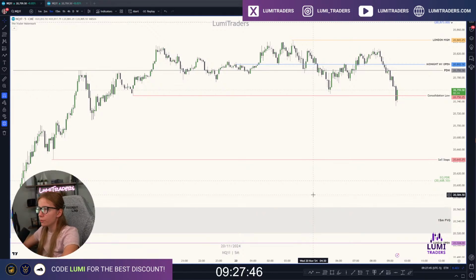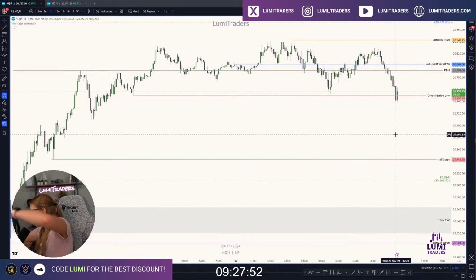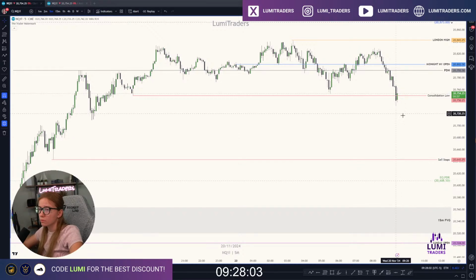I do consider the daily fair value gap. Yes, that's why I anticipate getting a retracement. But not... Oh, by the way. Much better. But I would still like to see lower.